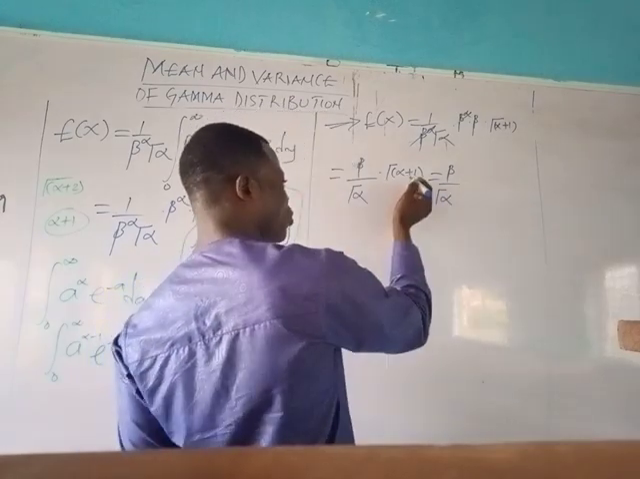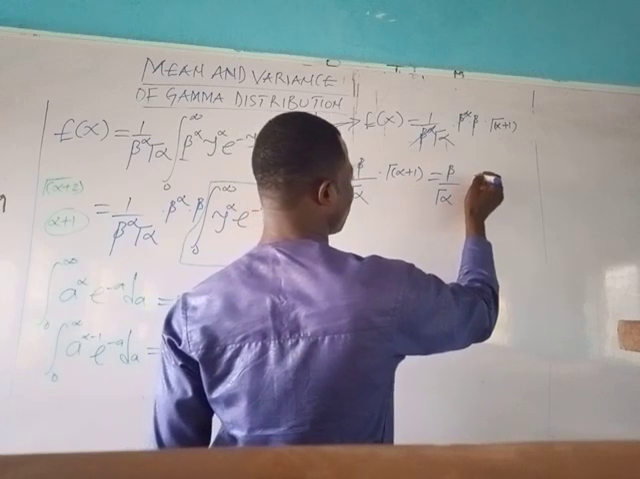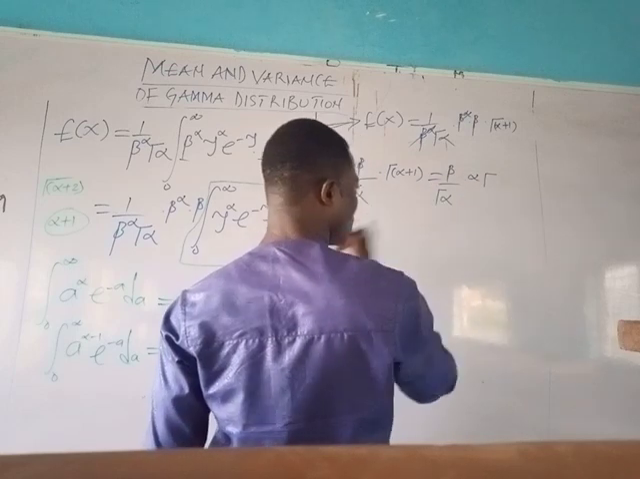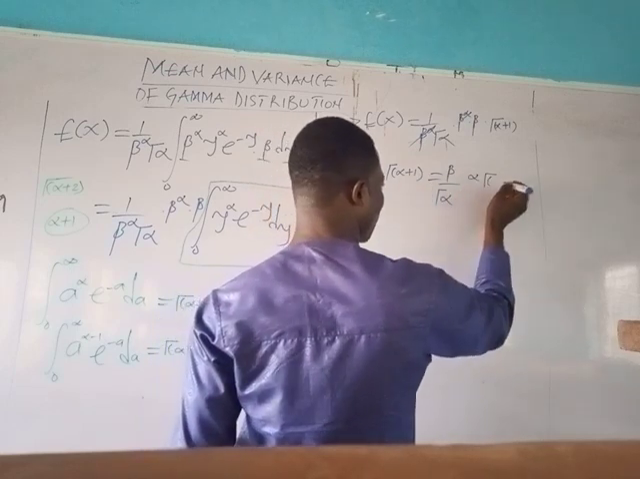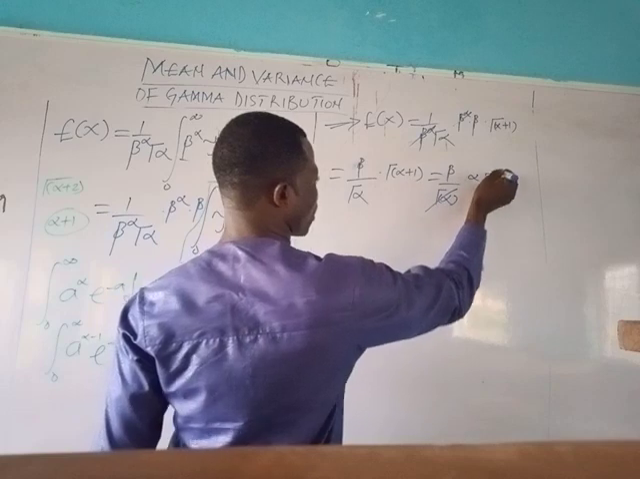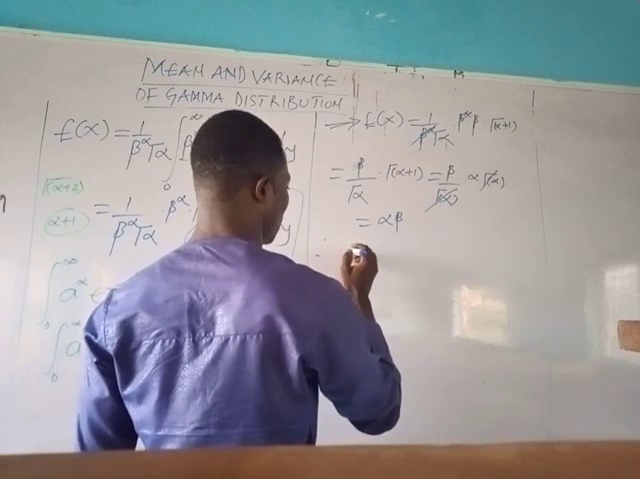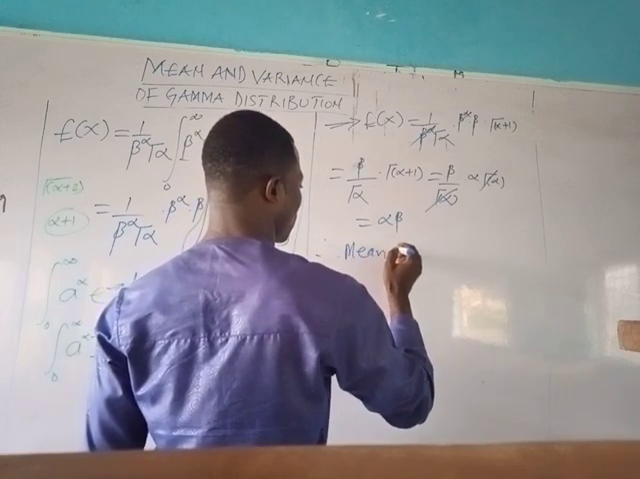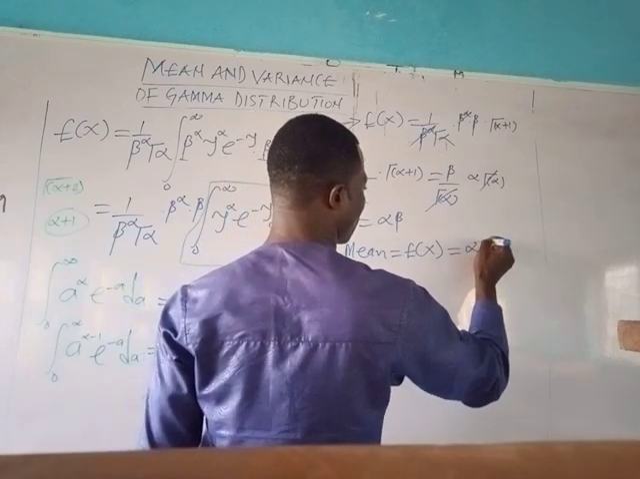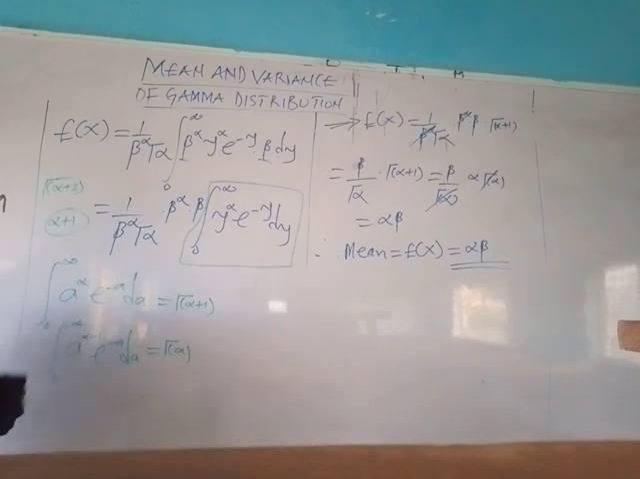And how do we remove it? We are just subtracting 1. Here we are adding, but here we are subtracting. When you subtract 1 from this, it's going to give you alpha. Then you repeat this again. The equal answer you have here is what you have inside. So this will now cancel this. We now have alpha beta. Therefore, our mean, which is equal to expected value of x, is equal to alpha beta. So that is the mean of the gamma distribution.